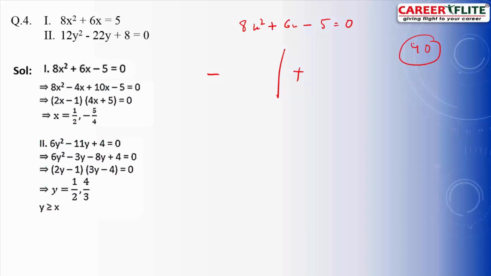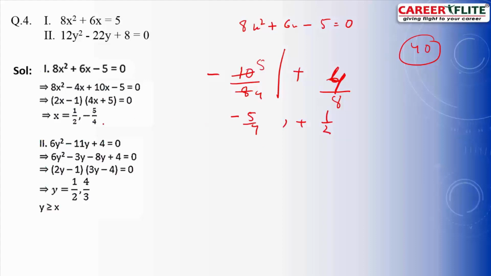So what will be the value of this? So the value will be 10 and 6. If you subtract 10 minus 6, sorry, 10 and 4. So if you subtract 10 minus 4, you will get 6, and 10 into 4, 40. Divide by 8, divide by 8. So you will get the value to be 5 by 4, minus 5 by 4, and the other value is 1 by 2.